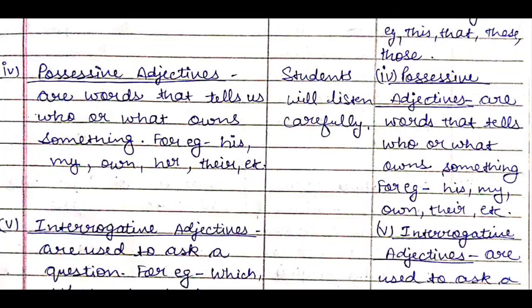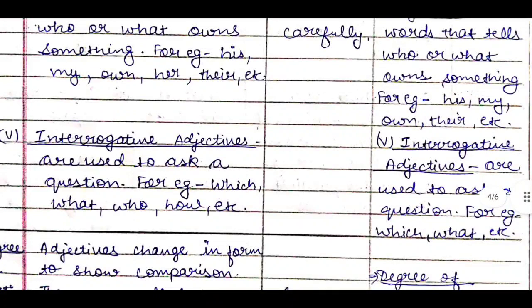After that comes interrogative adjectives. Interrogative adjectives are used to ask a question. To interrogate, as the name suggests, means to ask a question. For example, which, what, who, how, etc. You can write the complete sentence here as well, like "What is your name?" and you can underline "what".